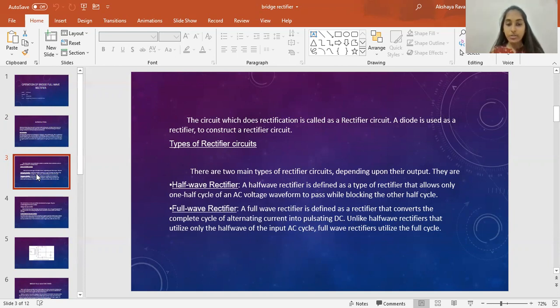Full wave rectifier. A full wave rectifier is defined as a rectifier that converts the complete cycle of alternating current into pulsating DC. Unlike half wave rectifiers that utilize only the half wave of the input AC cycle, a full wave rectifier utilizes the full cycle. So as the name implies itself, full wave rectifier means the complete full wave cycle will be followed to the output. So this is called a full wave rectifier.